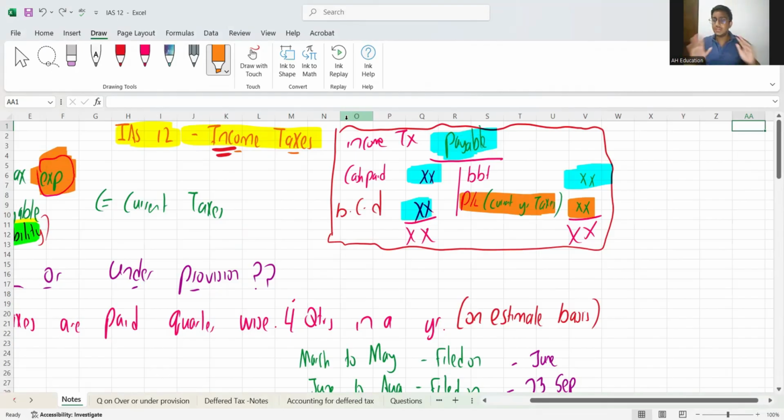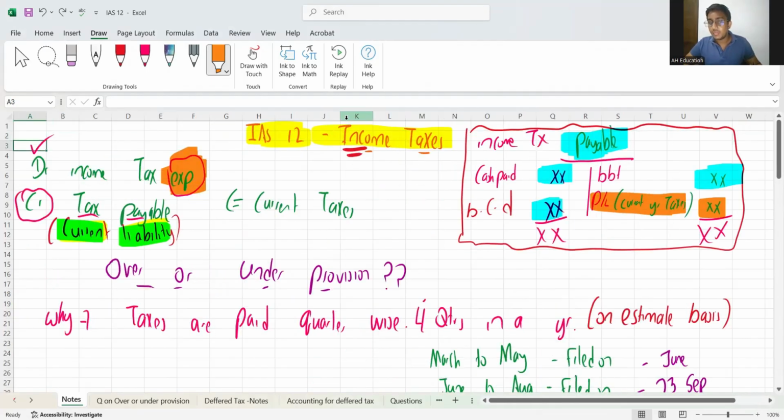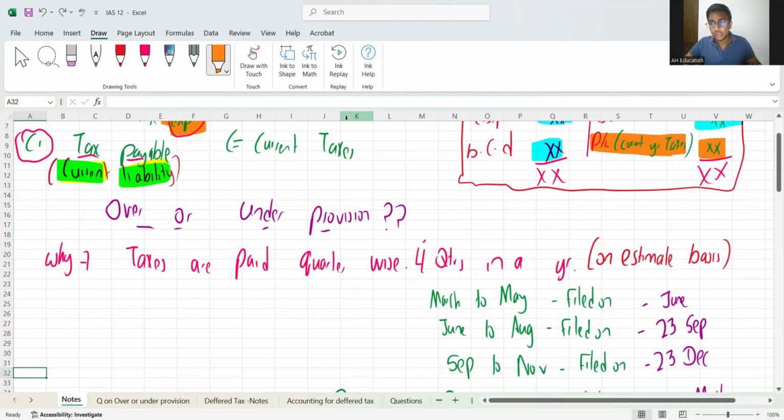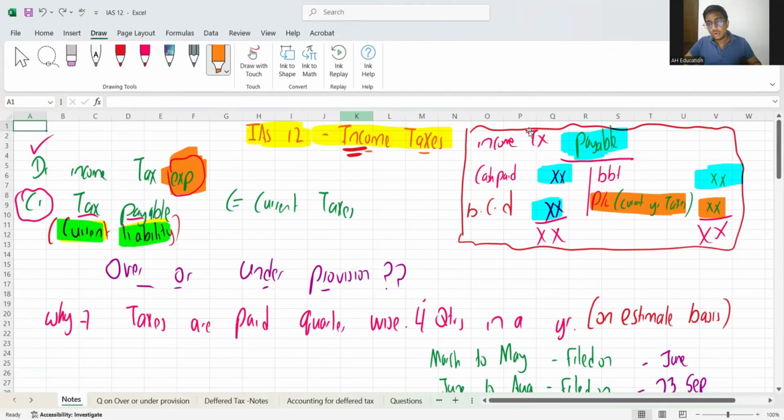So this is the basic format if you are planning on presenting it in your T account, or if you are planning on doing the working in T account manner. But I would say don't use this method because it is time consuming. It is not needed at all. Only for explanatory purposes, we could use this.